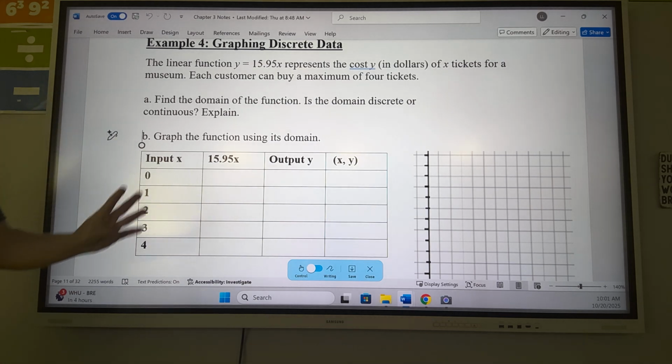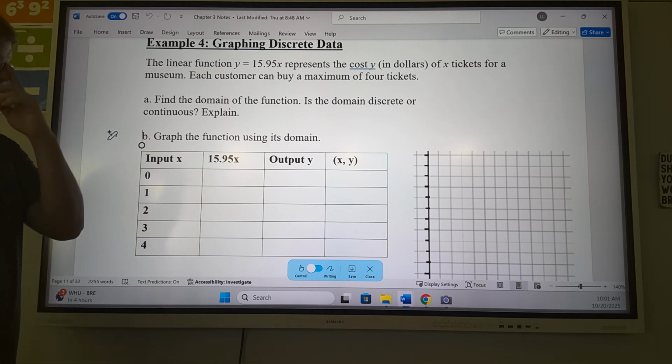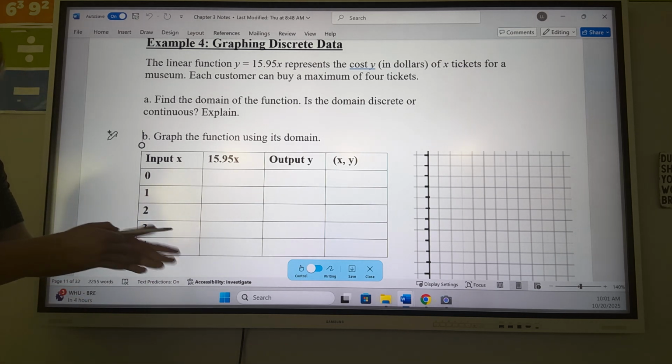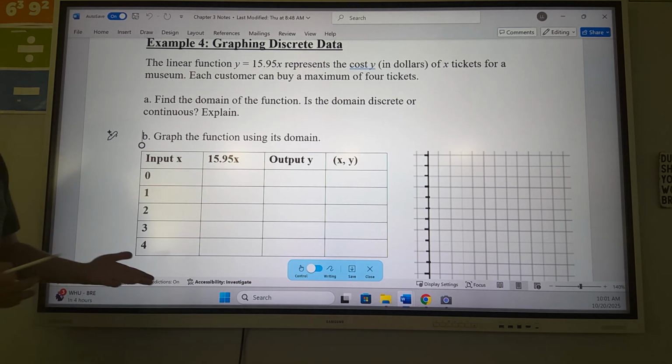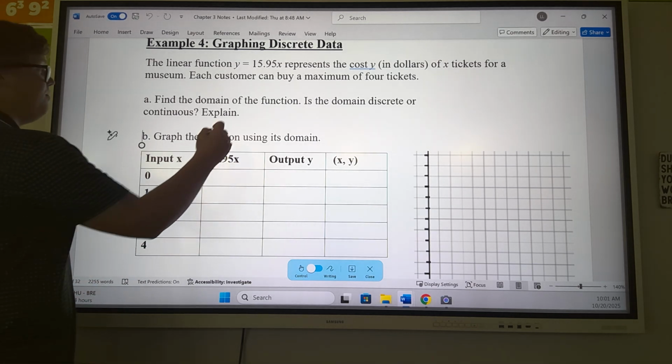First of all, we already know there's a maximum, and that's 4. And we talked about this already. You're not going to walk into a movie theater and ask to buy half a ticket, right? Now, I know you can split 1 in half with your friend, but you still have to buy 1 full ticket. This is the same thing. Tickets to a museum. You cannot buy half a ticket. So we already know this is going to be discrete. So the domain is discrete.